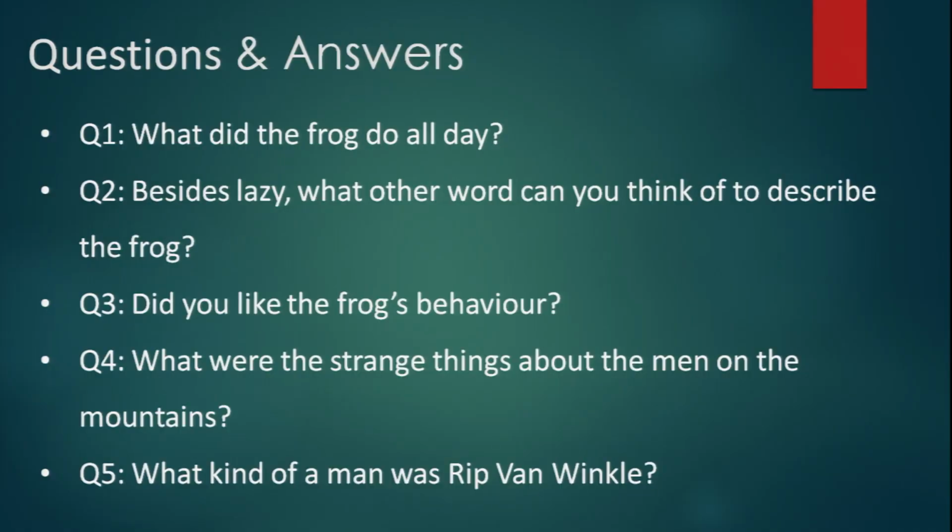Now, the fifth question is, what kind of a man was Rip Van Winkle? From the story, we know that Rip Van Winkle was good-natured and a very kind neighbor, and he played with the children. So, he was a very good-natured man, but he was a lazy man. Now, let's look at the answers also.